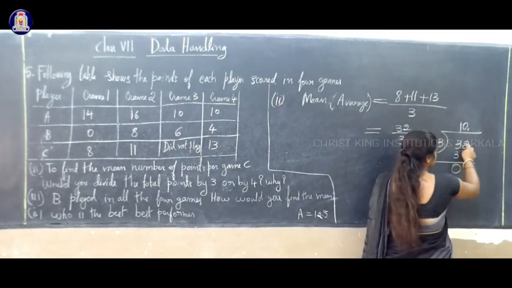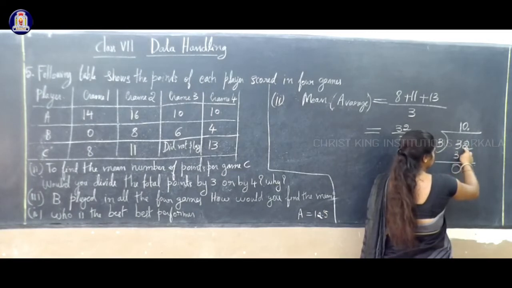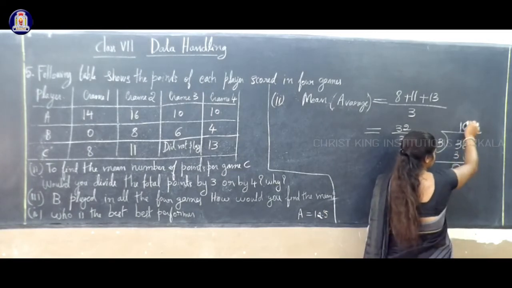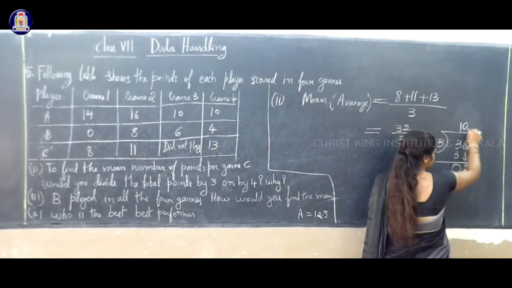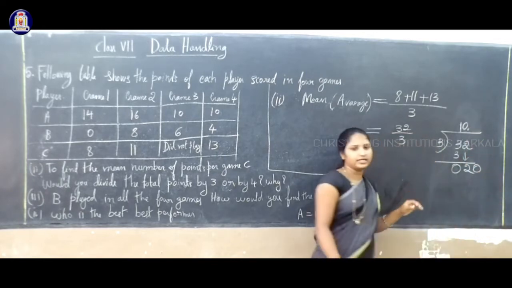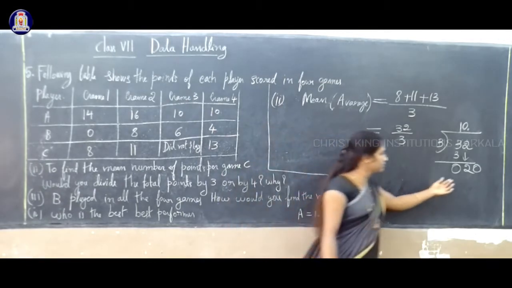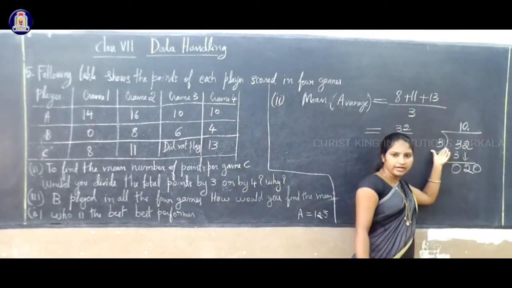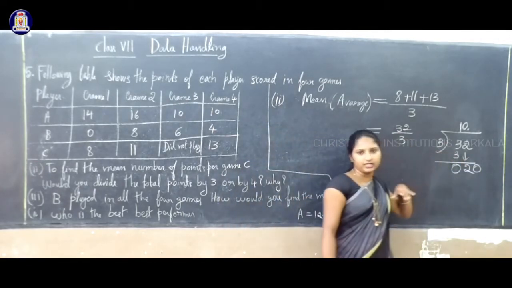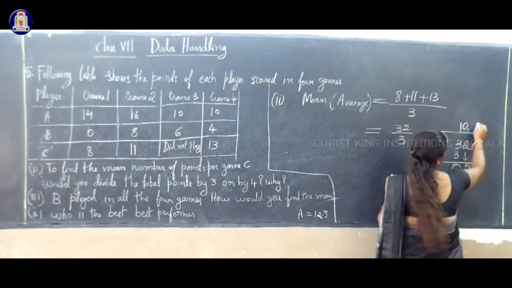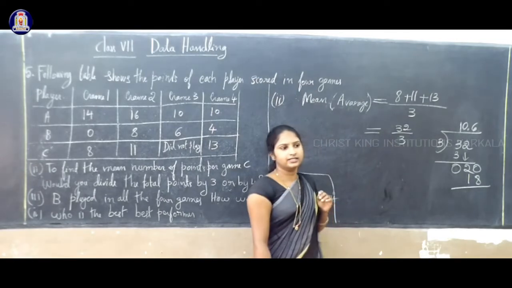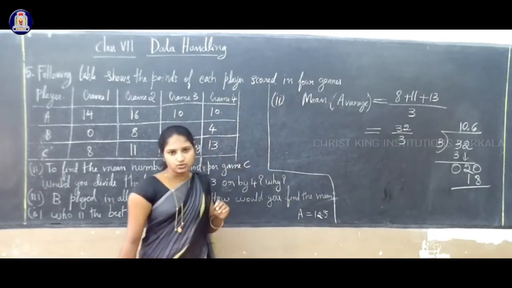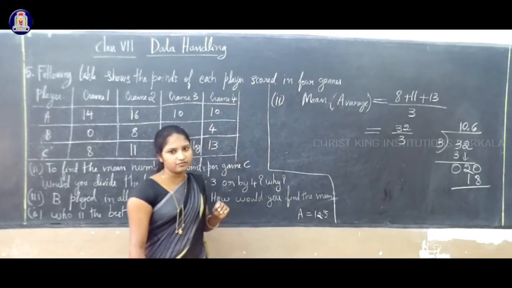Next, 3 into 2 is not possible, so write the decimal point. We can take an extra 0, so it becomes 20. Now you can divide by 3. 3 into 20: 3 sixes are 18. 3 sevens are 21, that is greater than 20, so we cannot subtract 21 from 20.